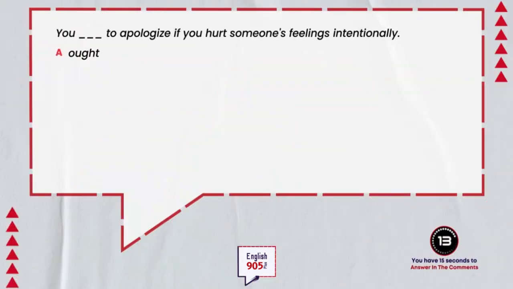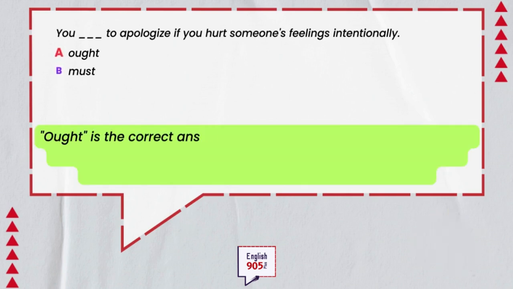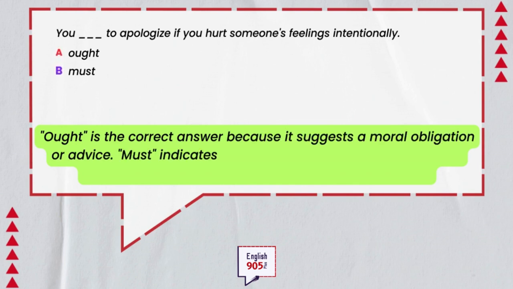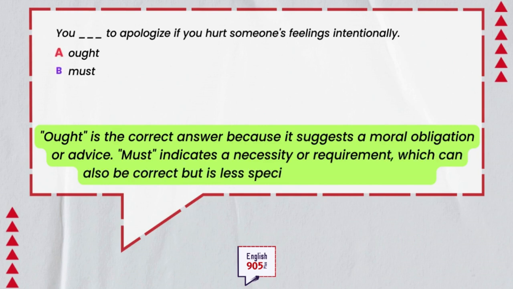A. You ought to apologize if you hurt someone's feelings intentionally. B. You must to apologize if you hurt someone's feelings intentionally. Which one is correct? Answer in the comments below. Ought is the correct answer because it suggests a moral obligation or advice. Must indicates a necessity or requirement, which can also be correct but is less specific to moral obligations.